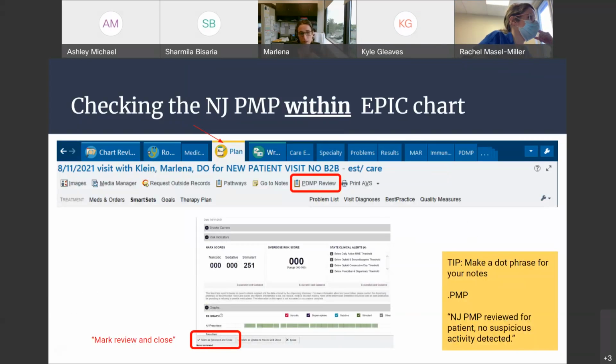If you haven't seen this button before, this is a great way to check the PMP within your Epic chart. Whenever you're under plan, you'll see PDMP review. So you click that and then mark and review as closed. So you don't have to go to the actual PDMP website. Again, a dot phrase is something that's great when you're refilling narcotics to just jot it down. This is my dot phrase on the bottom right to make things a little bit easier.